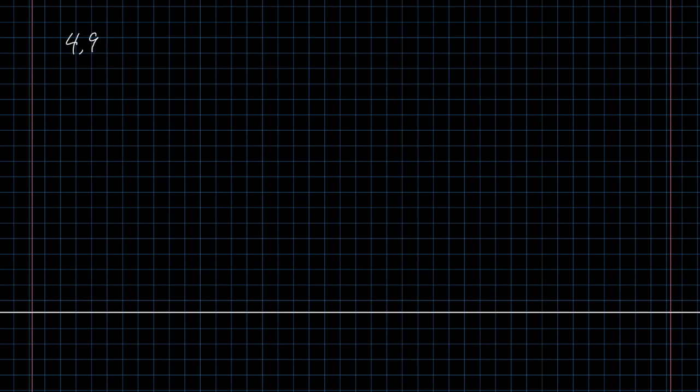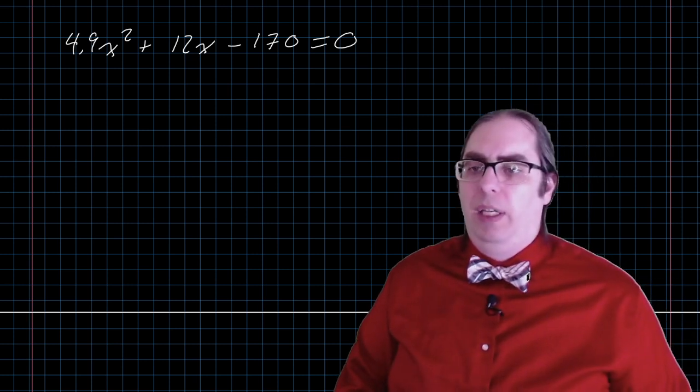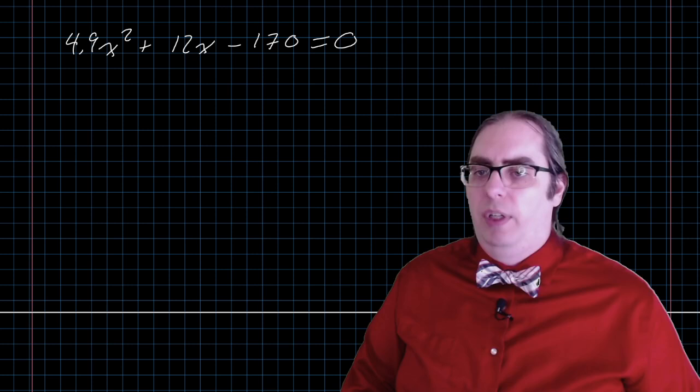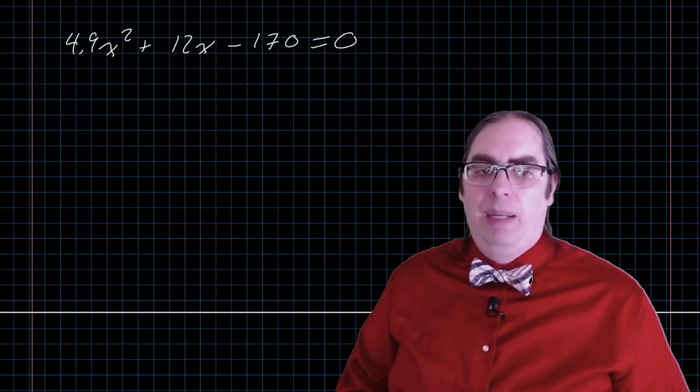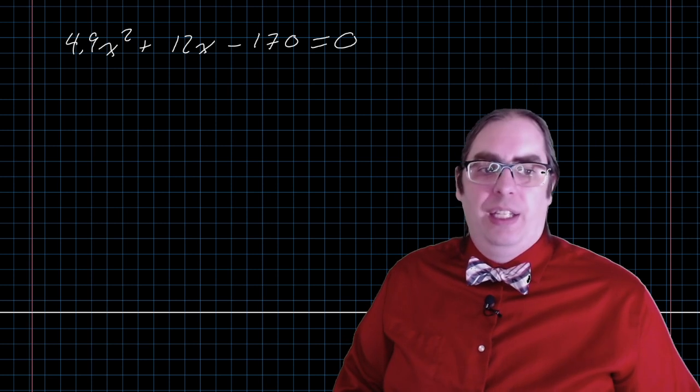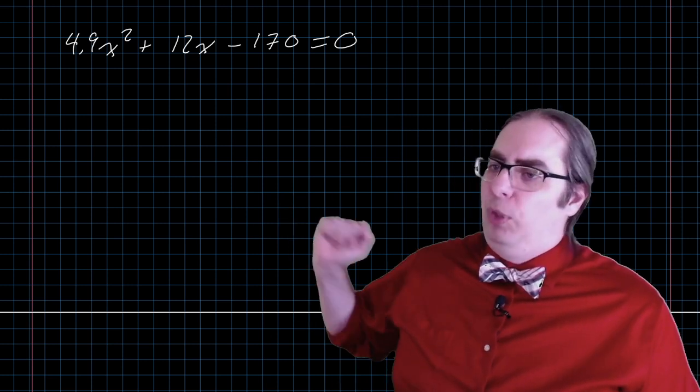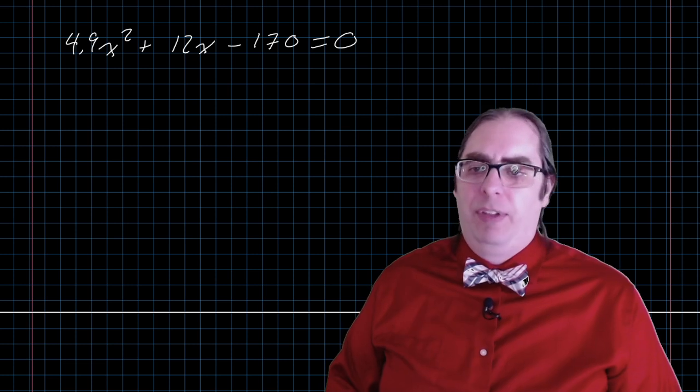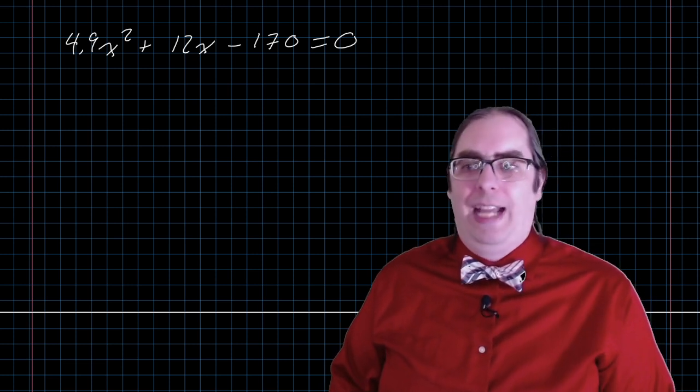How about 4.9x squared plus 12x minus 170 equals 0. This is a kind of equation that is very common in the study of kinematics, in the study of motion. I think I went through an example in an earlier video using this equation. Distance is initial velocity times time plus 1/2 times acceleration times time squared. In this case, I'm using x instead of t as my time variable. That's okay. That just makes it look more like algebra.